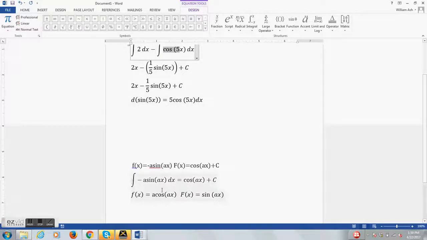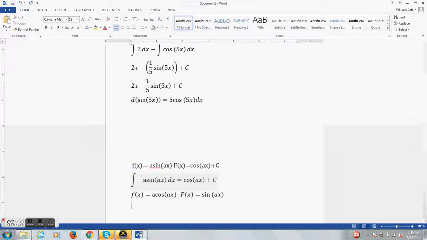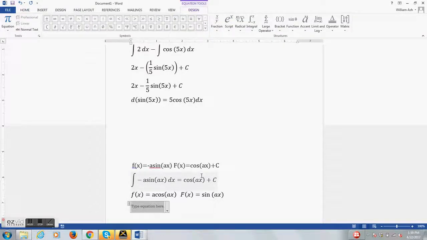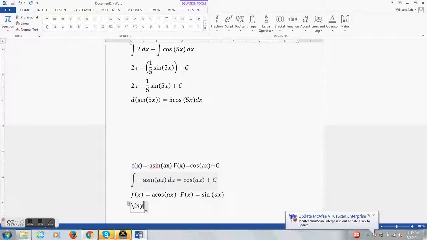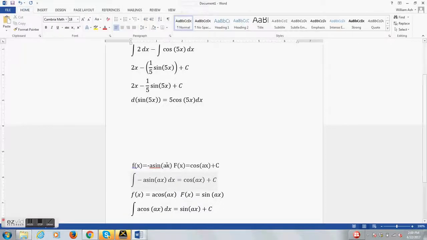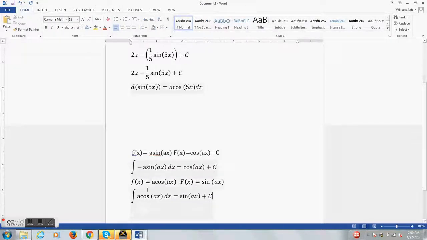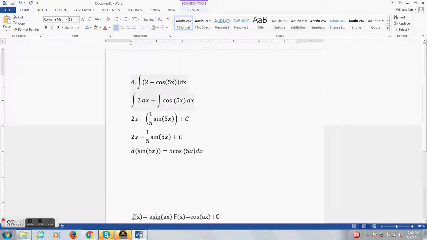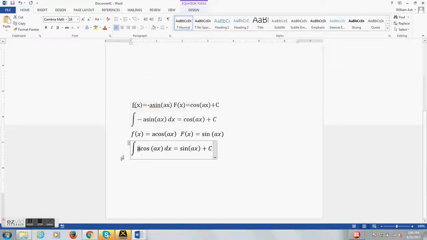We had a cosine, not a sine. So again, this we'd probably rather think of as the integral of a cosine ax dx equals sine ax plus c. But look, this is not the situation we're in, with that a here. With our problem, I don't have an a.